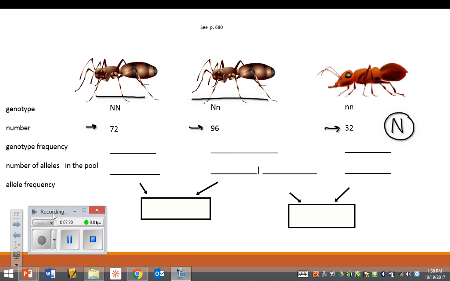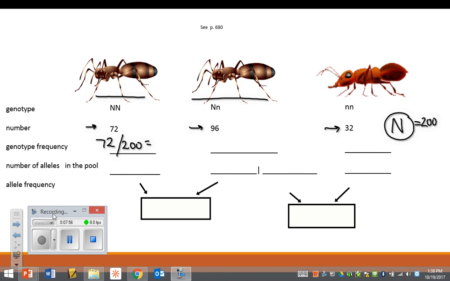So if I take a look and I add up how many organisms there are, 200. That is the total size of the population. 72 are homozygous dominant, 96 are heterozygous, and 32 are homozygous recessive. So if I was going to figure out the frequency of a particular genotype, I would take the number that have that genotype divided by the total population that exists. So this is mathematically how you would figure this out.